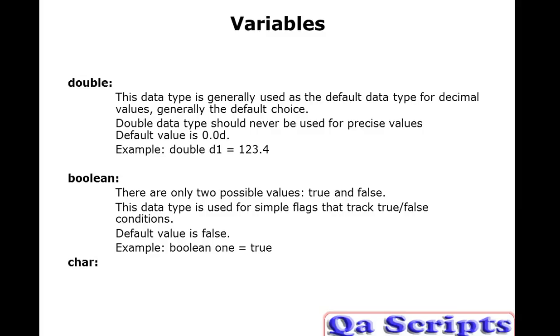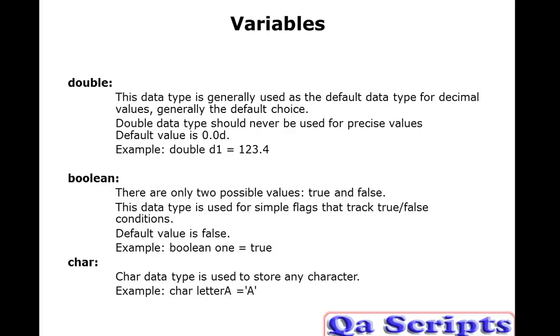Last but not the least is the character data type, char. Char data type is used to store any character. Here is an example. You can use the char keyword, all small, followed by a variable name equals a value in double quotes, that is a string value like ABCD, names or any country name you can pass to the char data type.